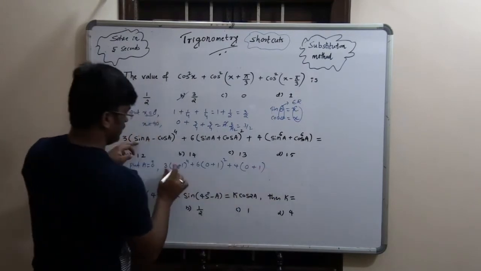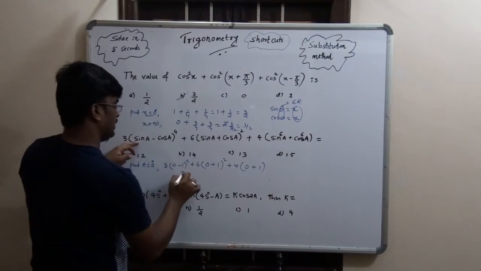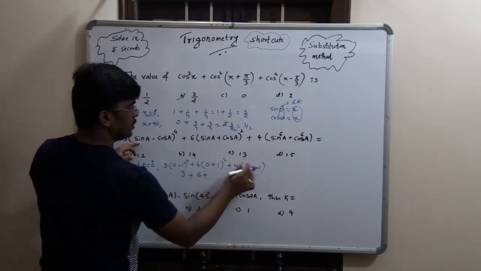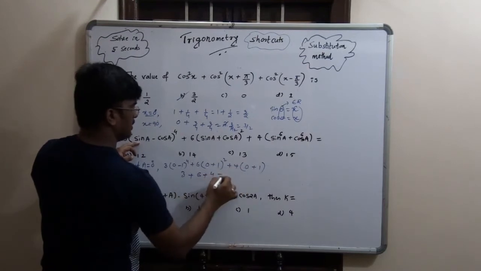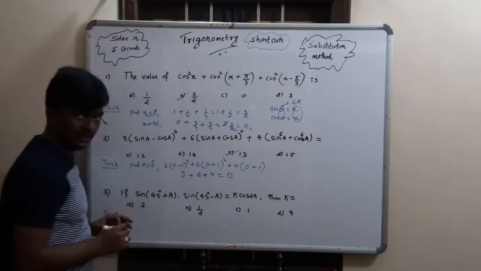Now what is the answer here? 0 minus 1 is minus 1, raised to 4 is 1. 1 into 3 is 3. 0 plus 1, 1 square value is 1. 6 into 1 is 6. 0 plus 1, 1 into 4 is 4. 6 plus 4 is 10. 10 plus 3 is 13. Option C is correct. 13 is the answer.